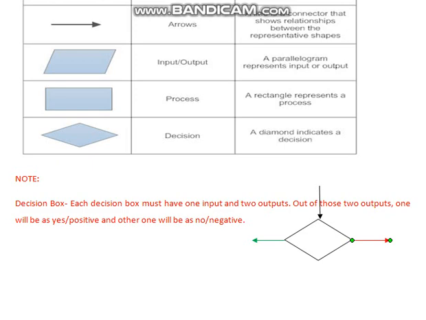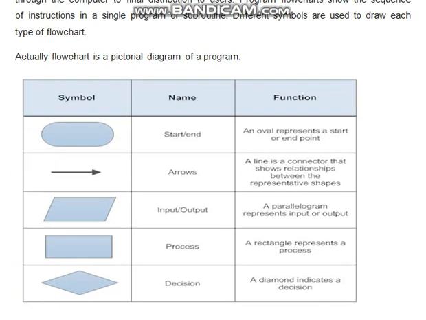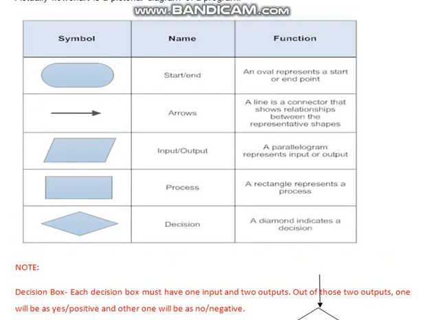I'm saying it again. Every decision box has one input and two outputs, and one output will be positive and the other output will be negative. That is a must in a flowchart. Hope all of you understood the concept of flowchart.